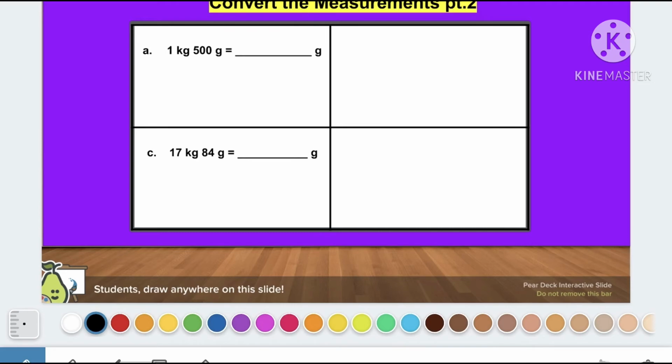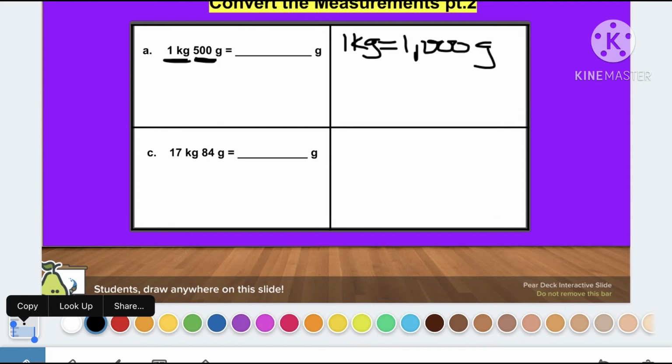I want to convert both of these to grams. 500 grams is already in the same form that it's supposed to be converted to. So we're going to leave that one alone. Instead, let's focus on kilograms. We said that 1 kilogram equals 1,000 grams. So that means instead of saying 1 kilogram, I can actually rewrite this number as 1,000 grams, and then I would still have 500 grams.